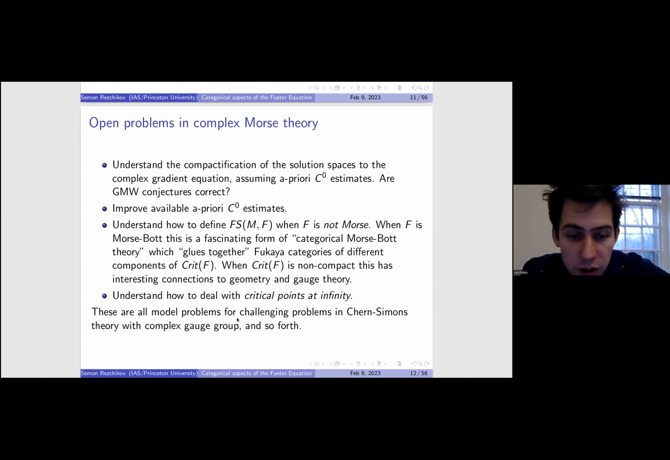I personally, at least, understand what you would do if this function is Morse-Bott. And that's already, maybe it's natural, but at least I haven't seen it written anywhere, and it's already a little bit subtle. But if it's Morse-Bott, you should somehow glue together the Fukaya categories of the different critical loci by using these real gradient trajectories going between different critical loci. And when the critical locus is non-compact, then it's really quite non-obvious what you should do.